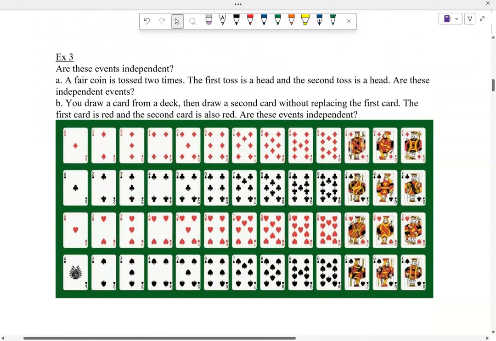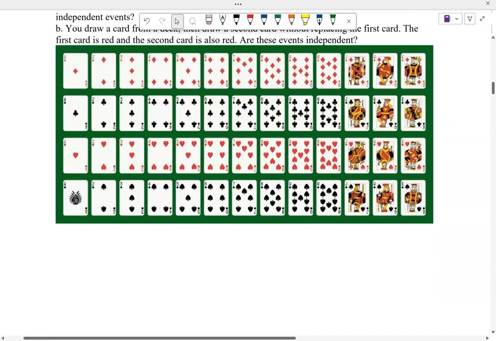How about these? Are these independent events? A fair coin is tossed 2 times. The first toss ahead, the second toss ahead. Are these independent events? Well, let's just do it. If I flip a coin, does that impact the probability of flipping a coin again the second time? Has no impact, right? I still have a 1 in 2 chance. So these are independent events.